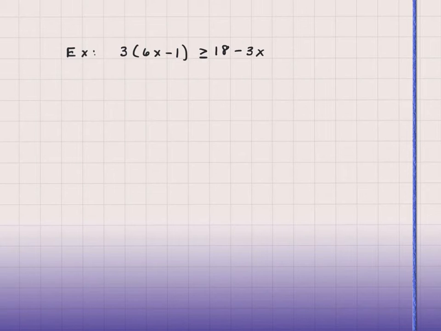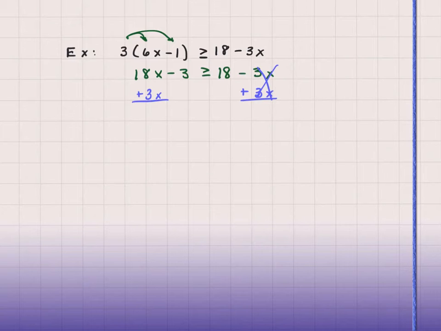Now again, we solve these things just like equations. So we're going to do some distributing on the left-hand side to get rid of the parentheses. That gives me an 18x minus 3 is greater than or equal to 18 minus 3x. We've got no like terms on either side that I can simplify with, so we're just going to start putting all our x's on the left. So I'm going to add 3x to the right-hand side so that it cancels, which means I got to add 3x to the left-hand side. So now we are at 21x minus 3 is greater than or equal to 18.